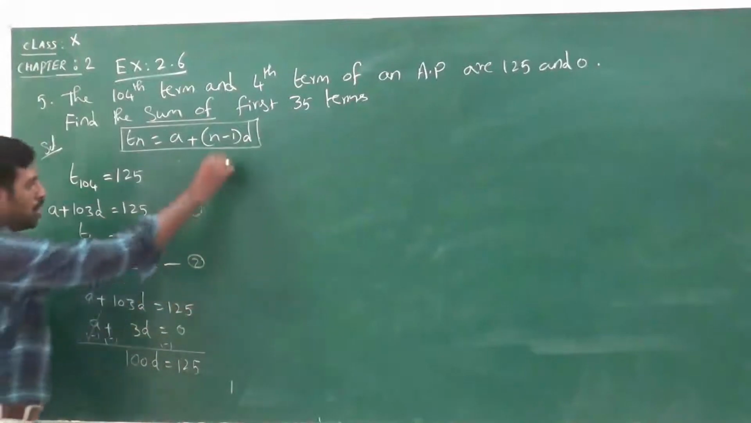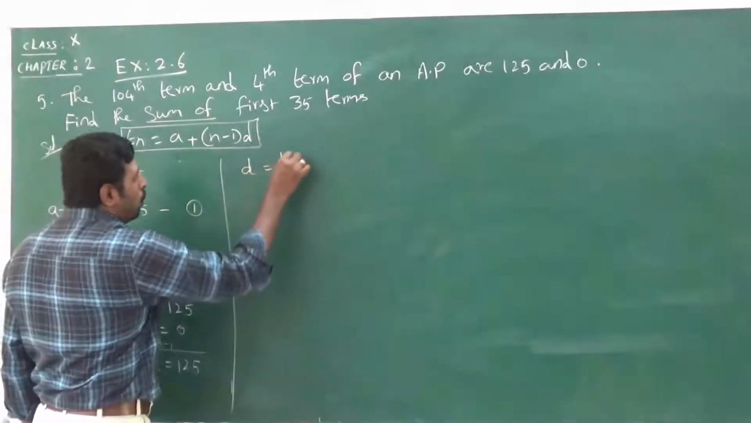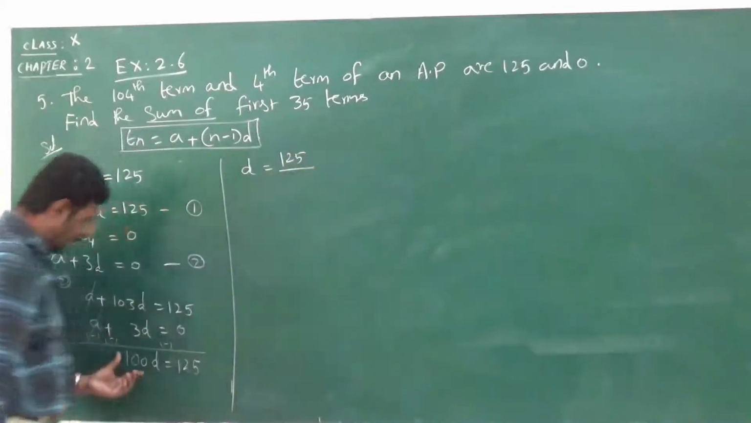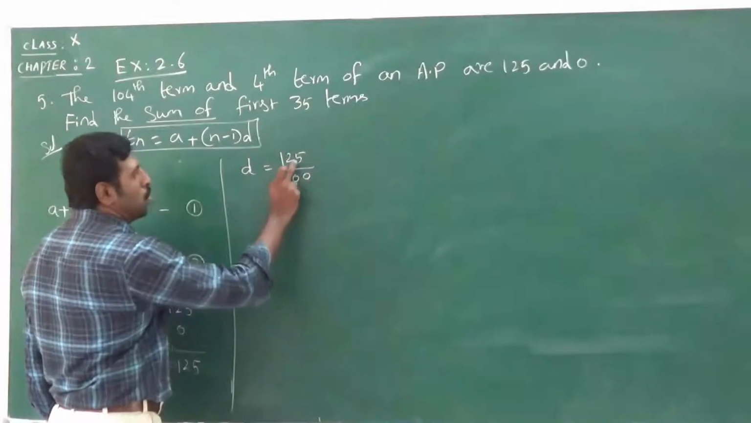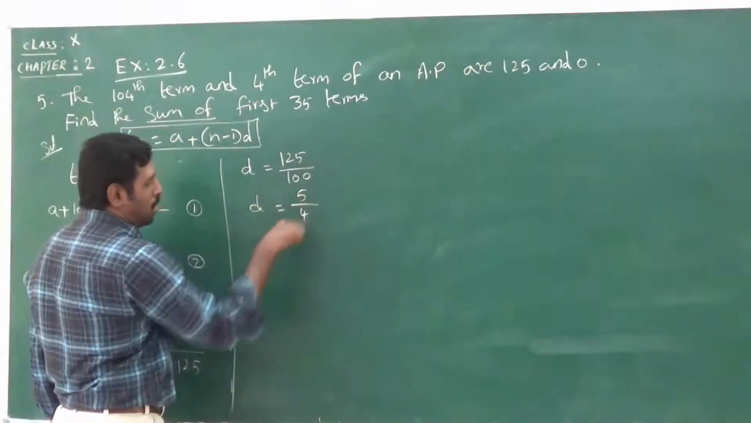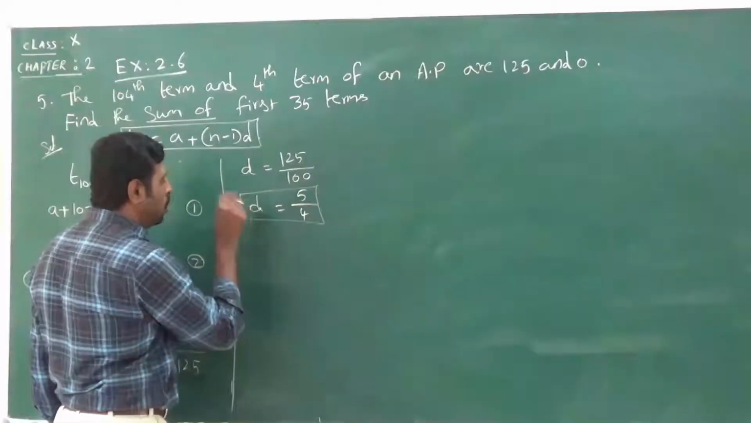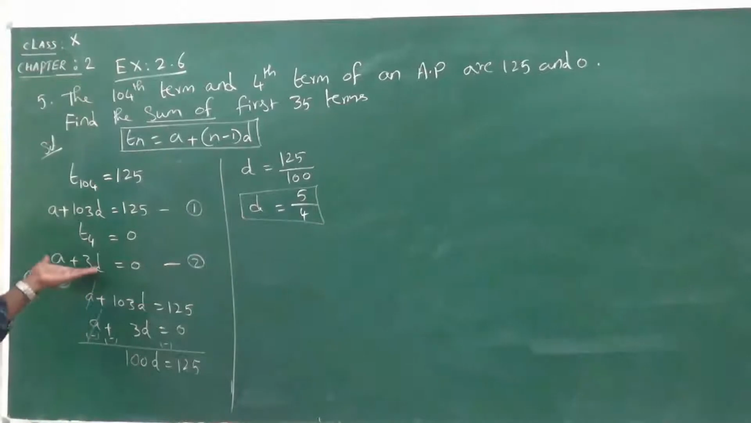Here we want to find out what is the d value. Here d is equal to 125 divided by 100, I take this 100 to the other side, so it is divided. 25 4s are 100, so d is equal to 5/4. Either we can apply it in the second or first equation to find the value of a.